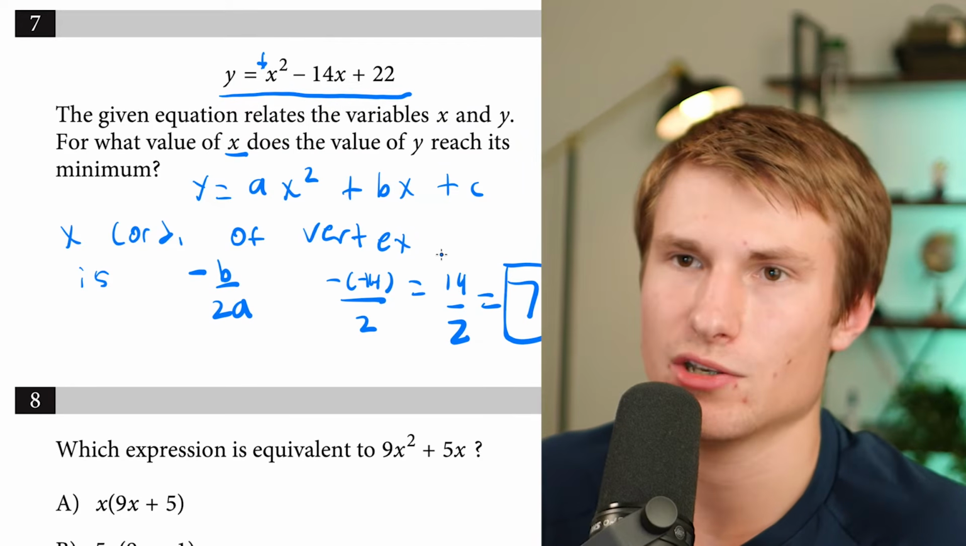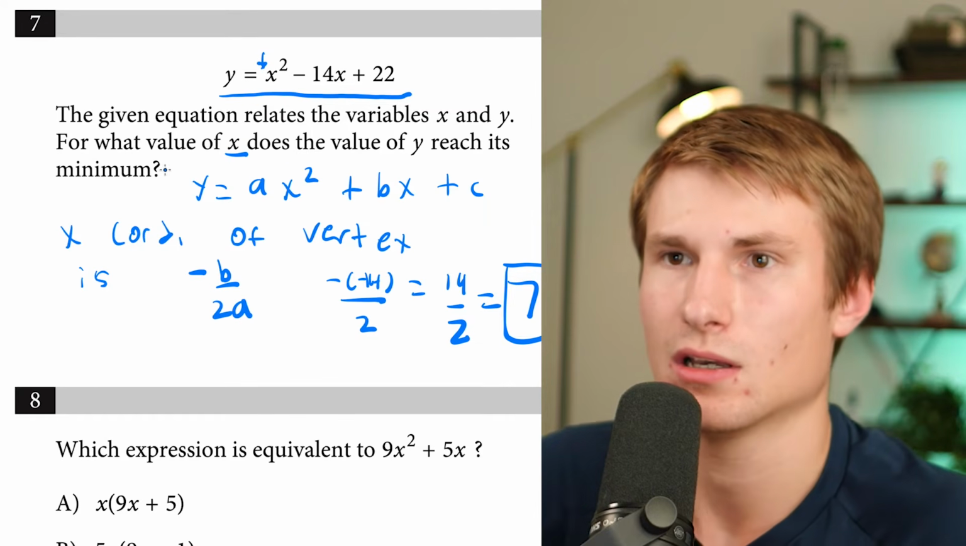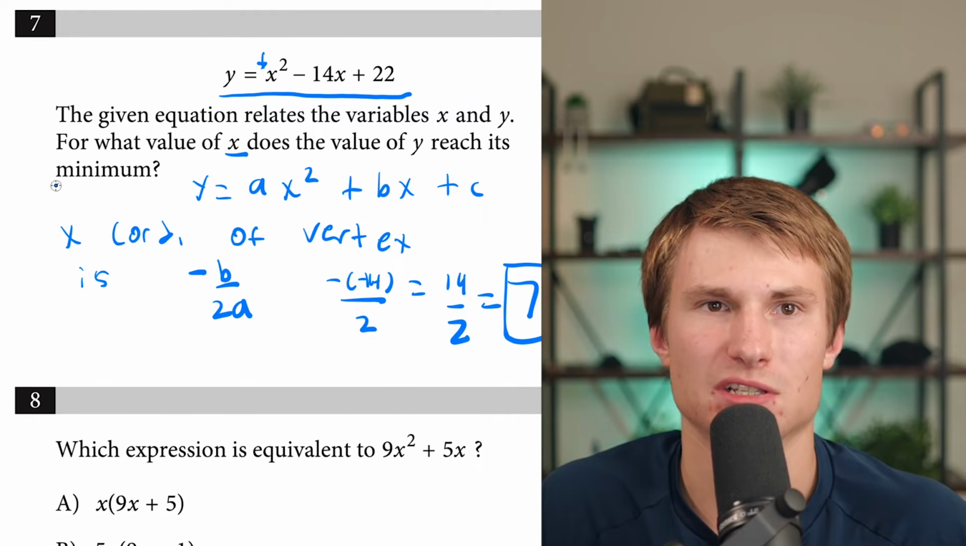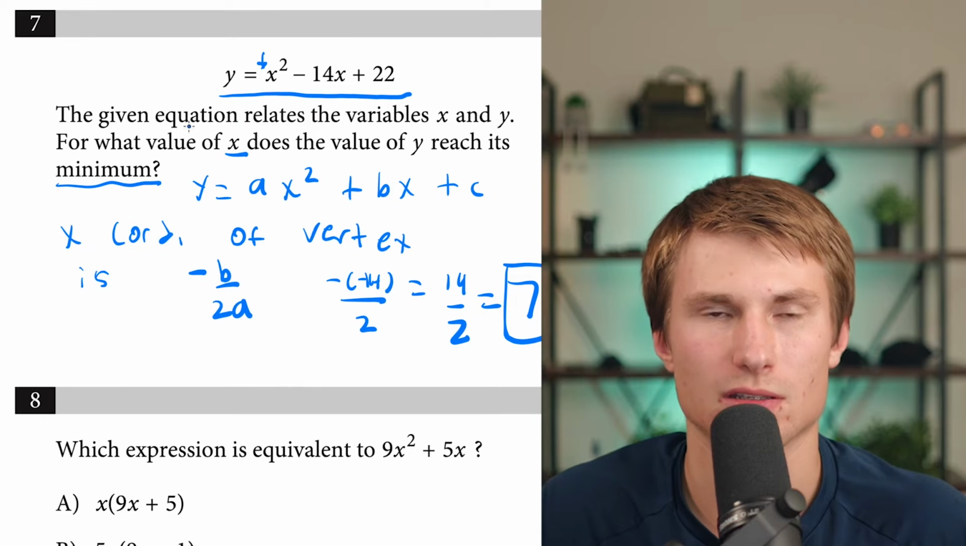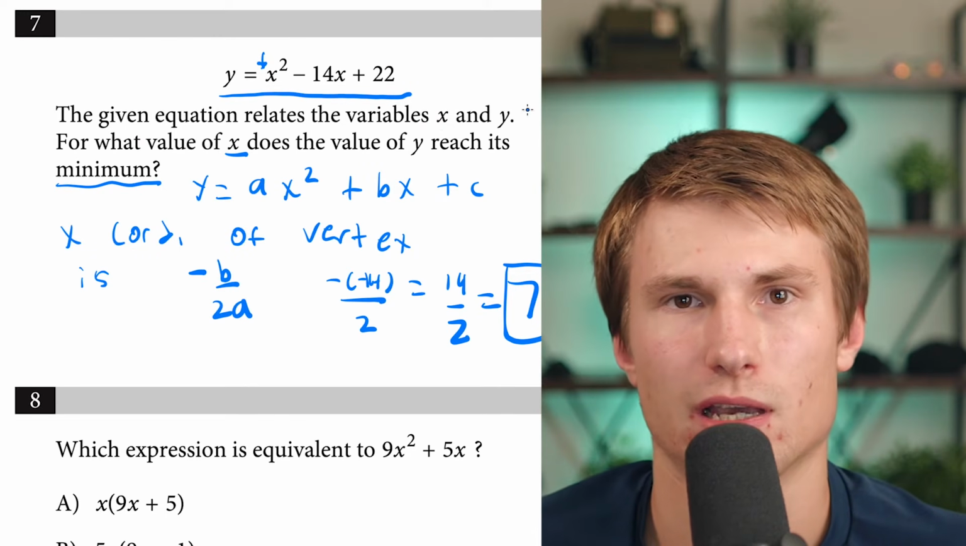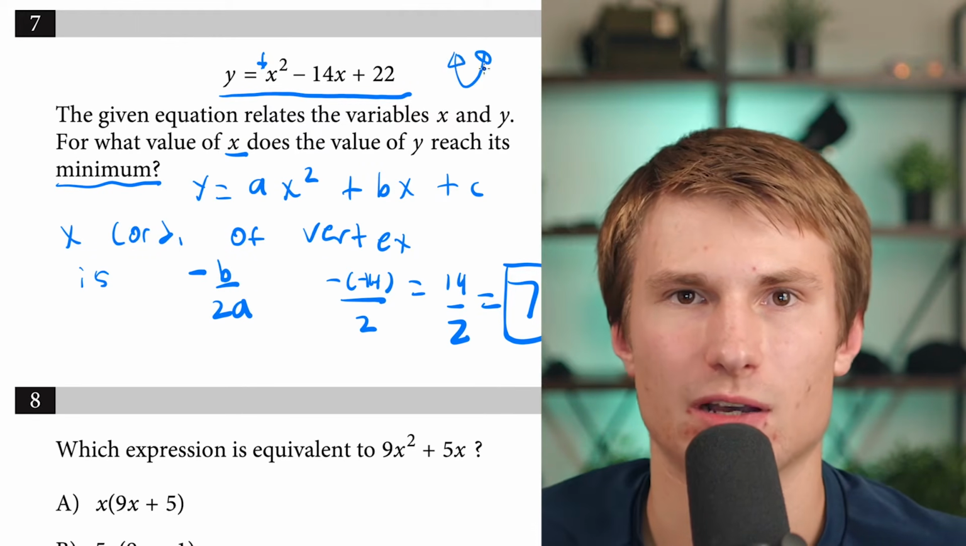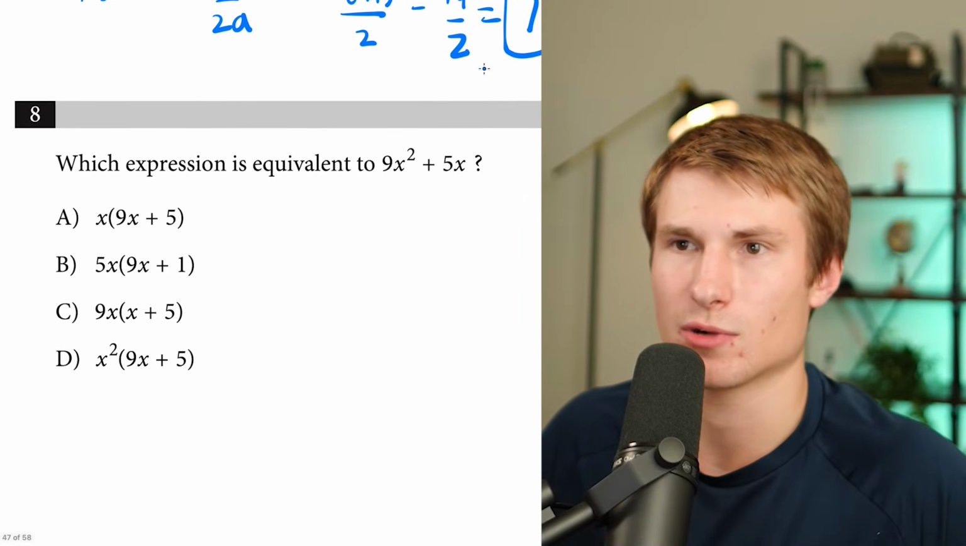Okay, so this is a shortcut you can use to get the x coordinate of your vertex. Okay, we want the x value where y reaches its minimum, which would be the x coordinate of the vertex. Obviously, this is opening up. Okay, so you are going to have a minimum and not a maximum value. Okay, all right, so let's go ahead and move on to number 8.